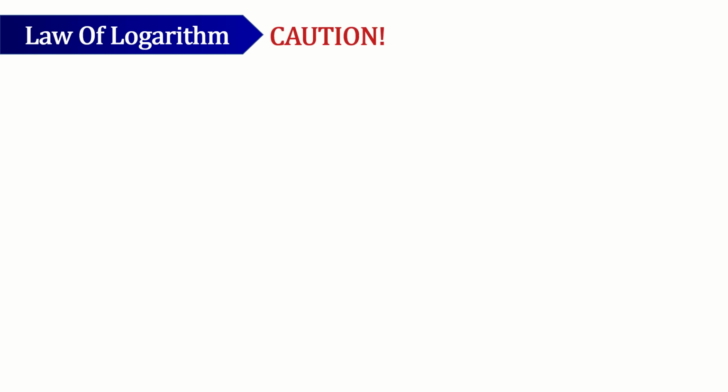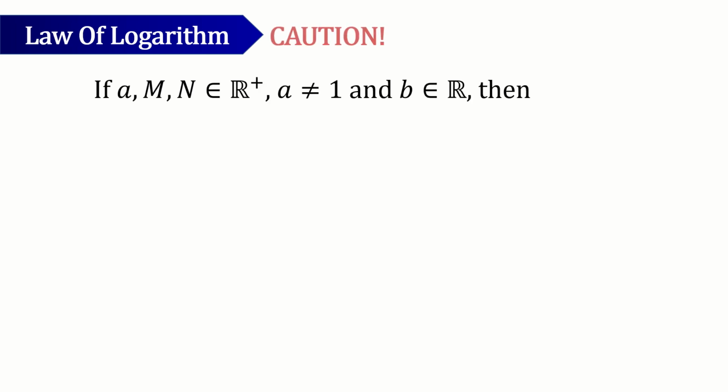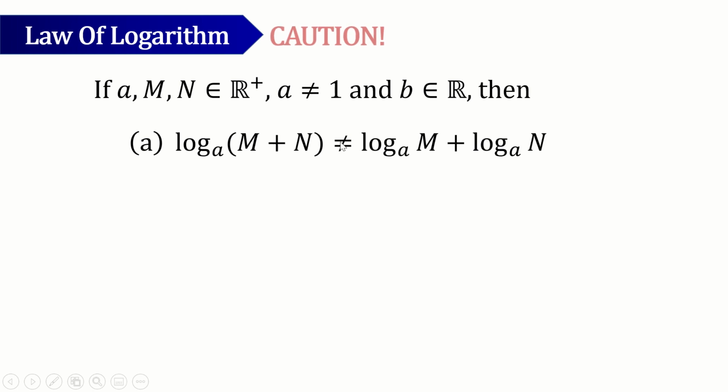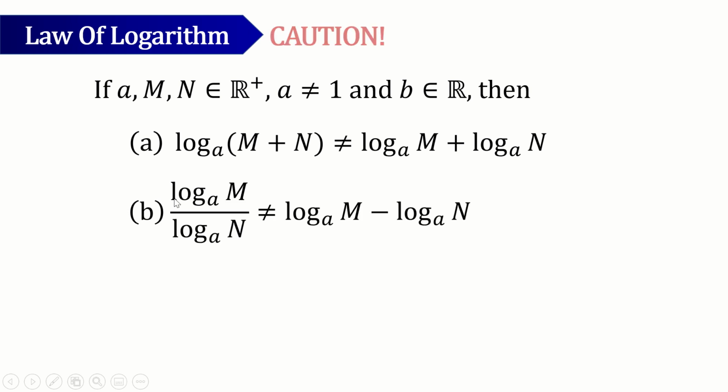Alright, so be careful. This is the most common mistake that students make. Log base a of m plus n is not equivalent to log base a m plus log base a n. So don't do this, it doesn't exist like this. The second mistake that students always make is that log base a m over log base a n is not equal to log base a m minus log base a n. Be careful, don't do this.